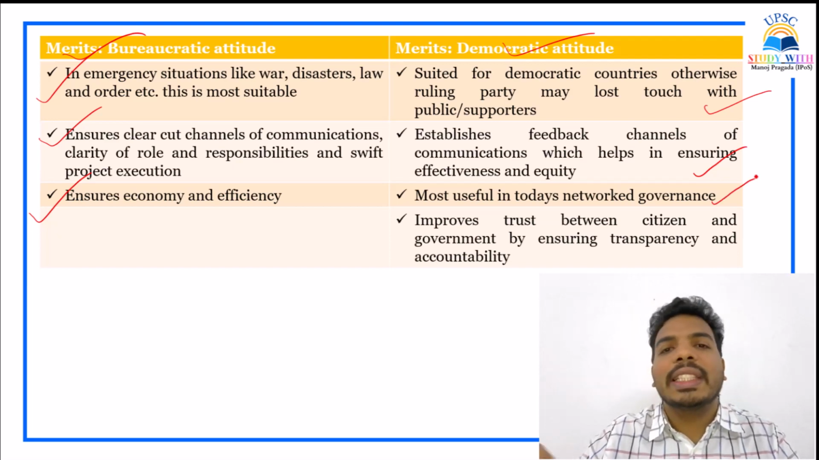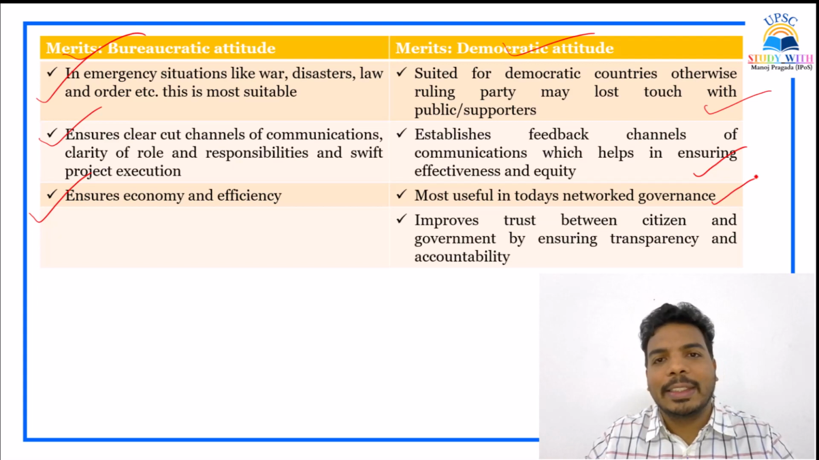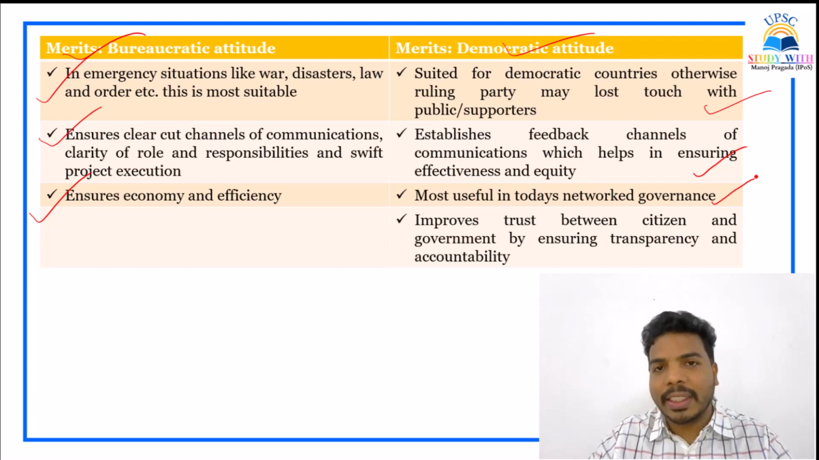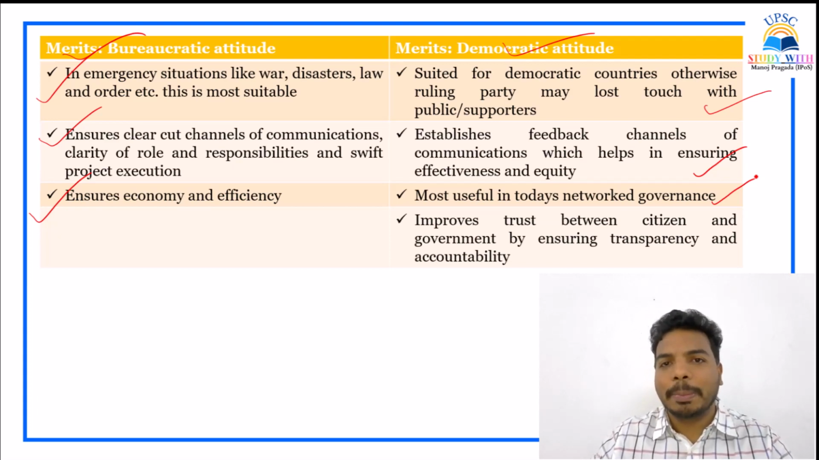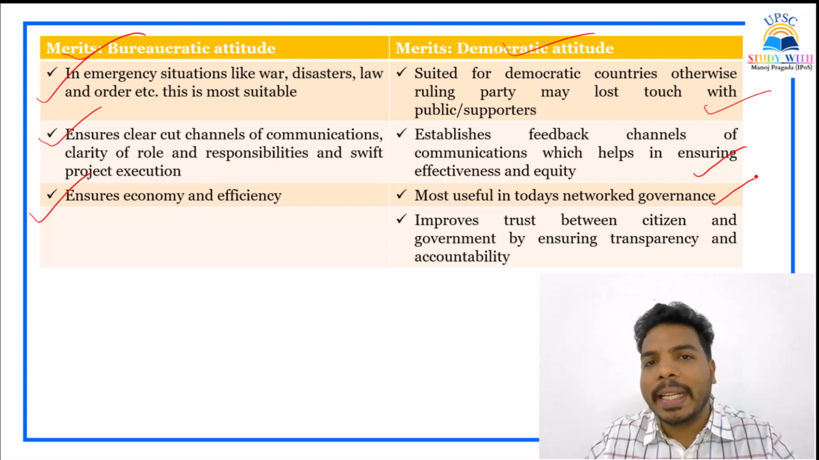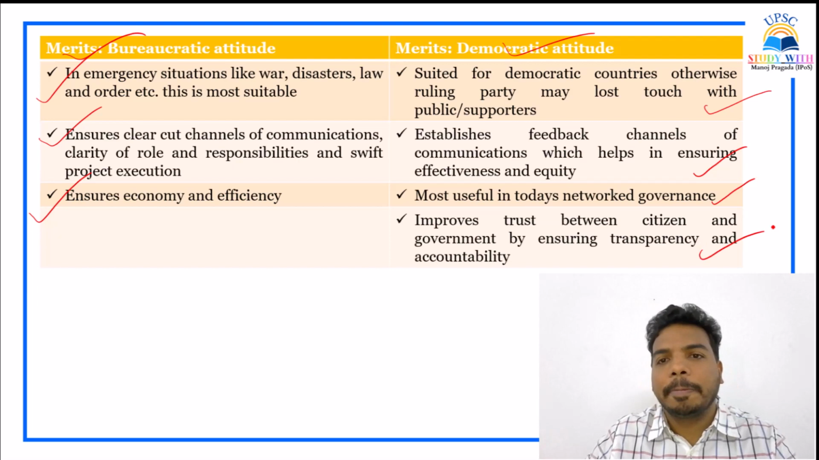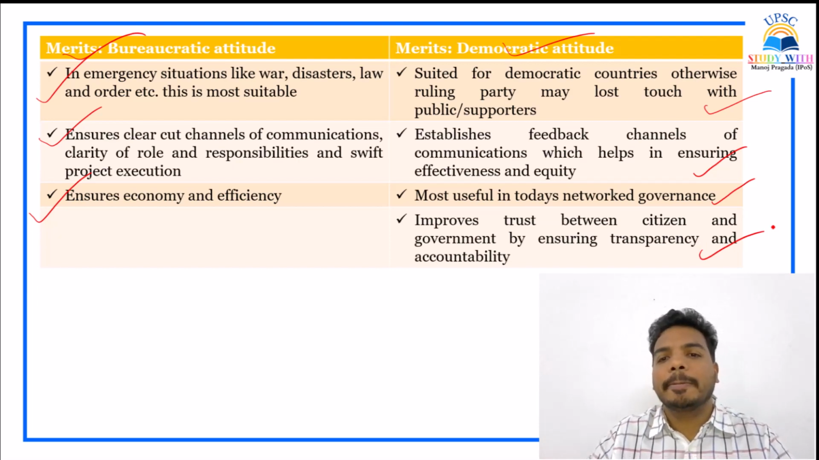Most useful in today's networked governance. Networked governance, we call it. Today, there are many stakeholders. Along with government, there is the private sector, NGOs, international organizations, media, civil society, and so on, and the public. It improves trust between citizens. If you are engaging with the citizens, the trust will be improved.